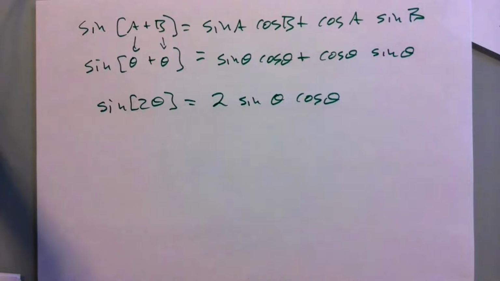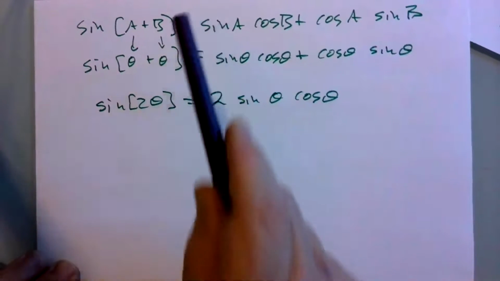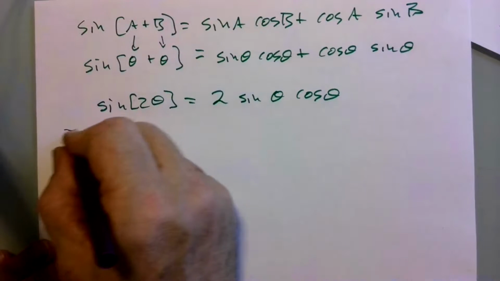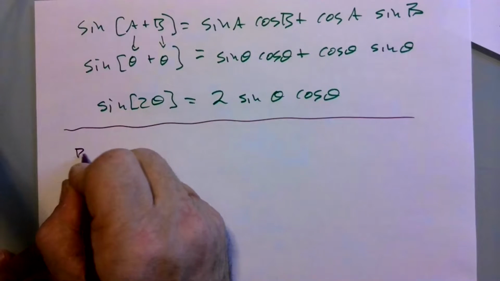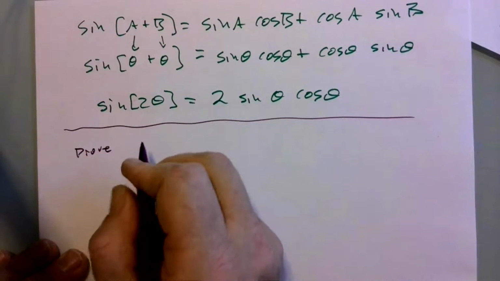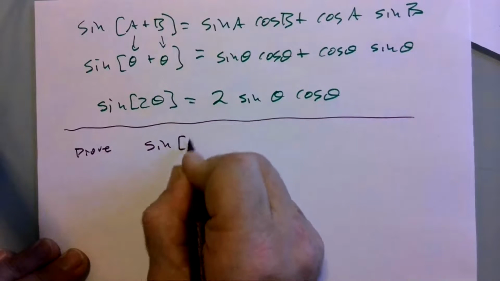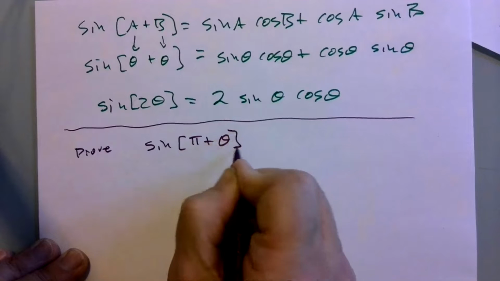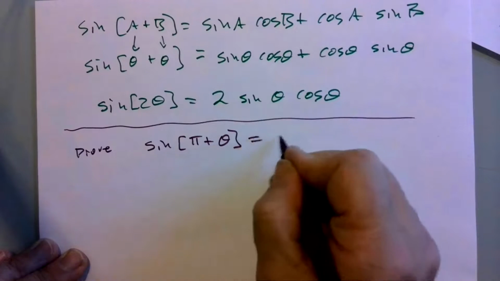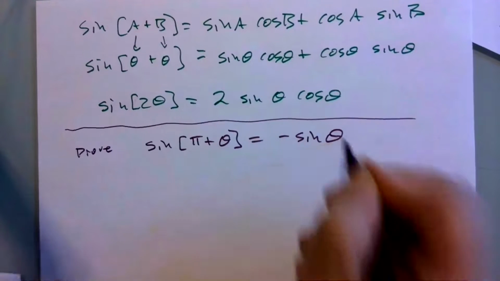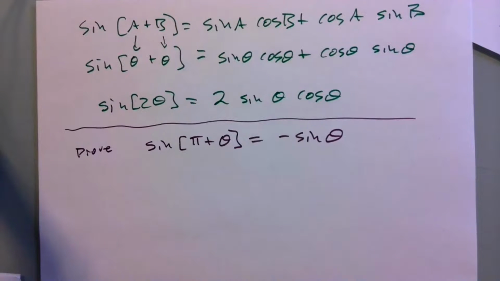What I would like you to do using this same identity, please, I would like you to prove the following. Prove that sine of pi plus theta equals negative sine theta. So let me give you a minute to play with that, then we'll take a look at it together.